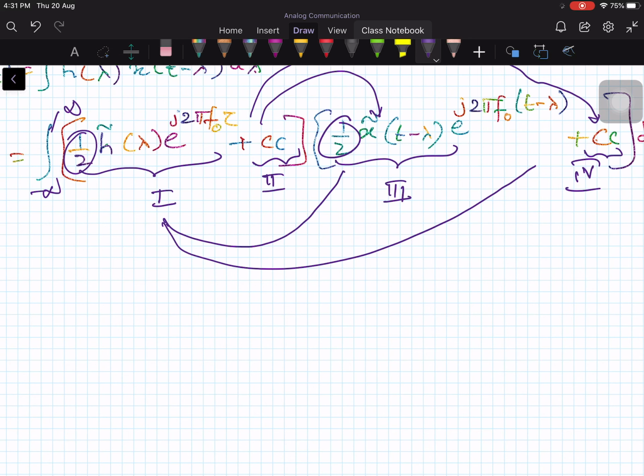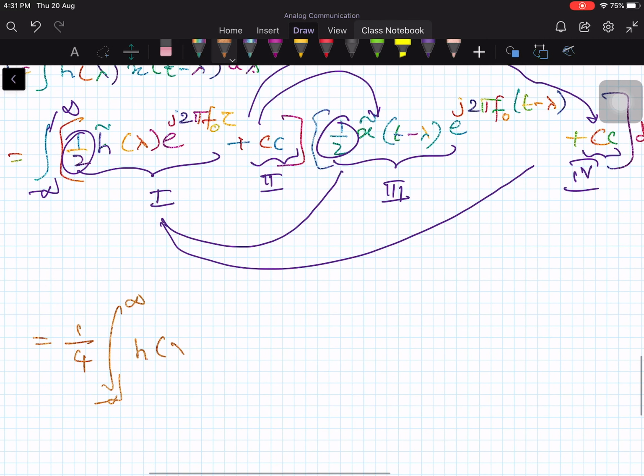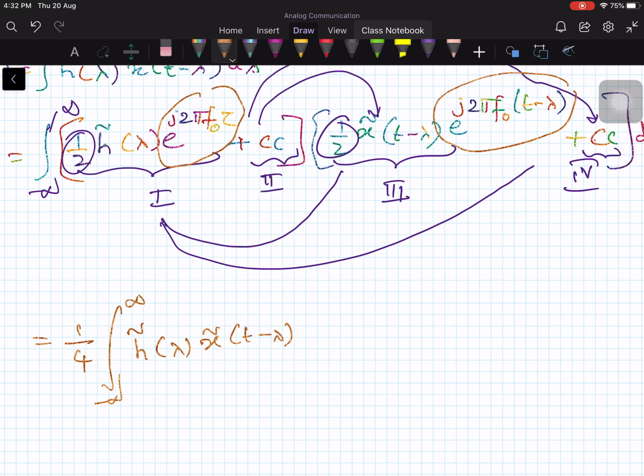Which is equal to 1/4 integral of minus infinity to plus infinity. Let me multiply 1 and 3 first. So h tilde of lambda times x tilde of t minus lambda. Then here I have e power j 2 pi f naught t, and here also I have e power j 2 pi f naught t times minus lambda. So both will get cancelled. Then you will get e to the j 2 pi f naught t.